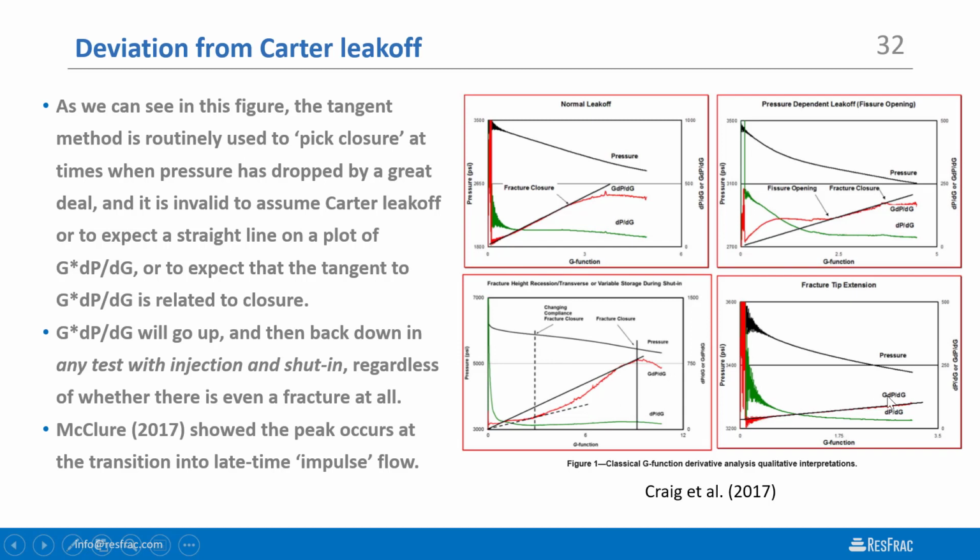So, you'll see tests like this one. I've seen tests where G times dP/dG seems to go up for a week, and pressures drop thousands of psi, and it hasn't closed yet. And that just doesn't make sense because, again, you're basically applying a technique that was only designed for and is only valid for a period during Carter leakoff, and then you're applying it in this different situation that's not Carter leakoff, there's nothing to do with Carter leakoff.